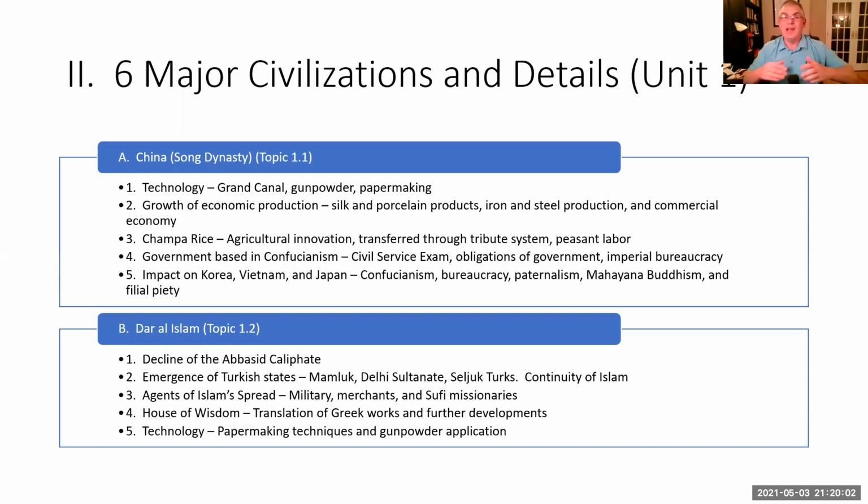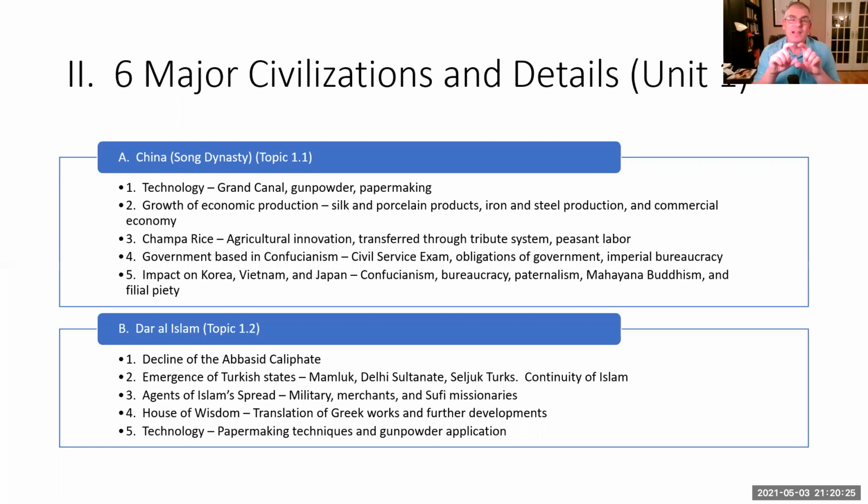Then we have the idea that China, being the big government that it is, has an impact on surrounding East Asian empires and East Asian cultures, such as Korea, Vietnam, and Japan. The impact is all different. So you have to keep in mind that the way Vietnamese women are going to be treated is going to be different than the way Chinese women are going to be treated by virtue of cultural differences.